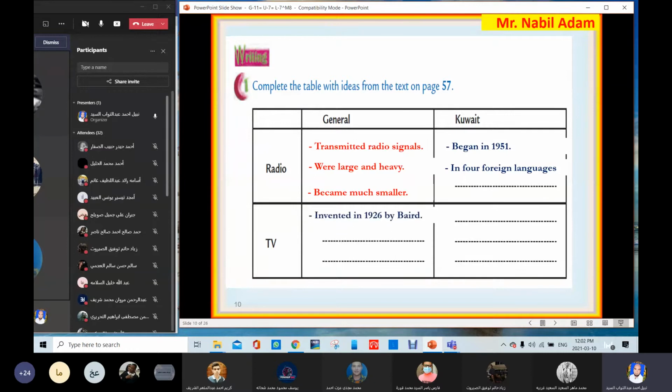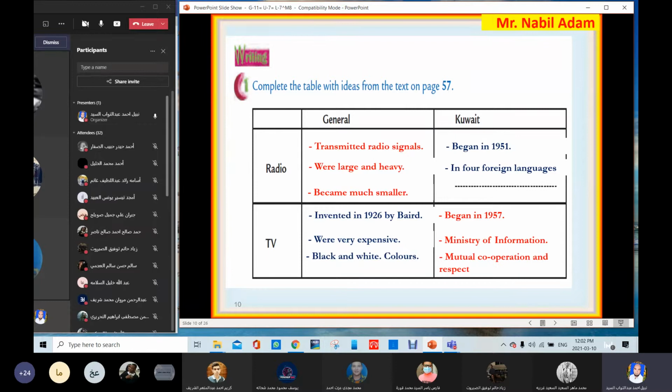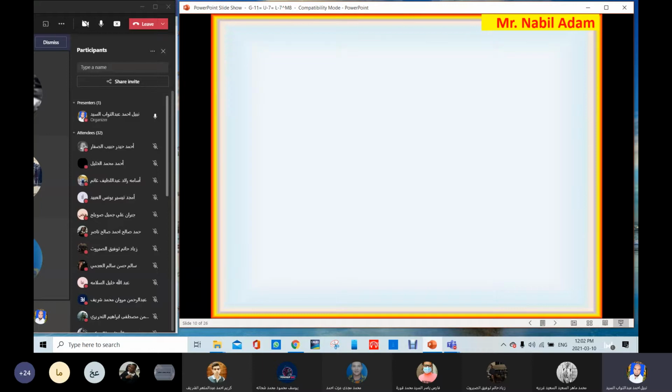The TV was invented in 1926 by John Logie Baird, and TV sets were very expensive at the beginning. They broadcast black and white pictures, and after the invention of colors, they used to broadcast colored programs. In Kuwait, TV began in 1957, and it was under the supervision of the Ministry of Information, as Ziad said, and it has a flexible policy based on mutual cooperation and respect for the affairs of other countries.